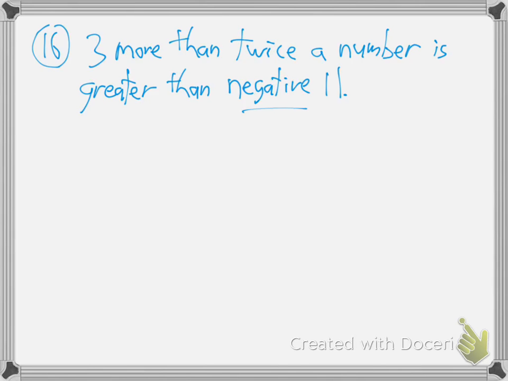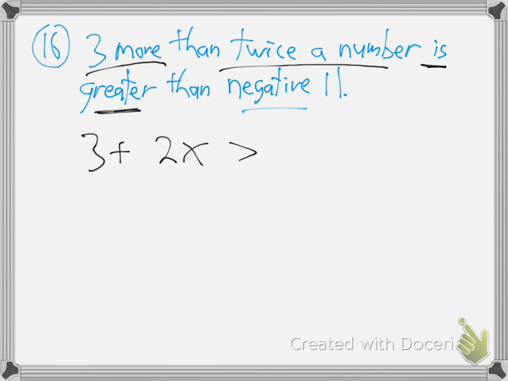It's greater. So 3 more. What do we always do with 3 more? 3 added. Twice a number. 2x is greater. Negative 11. Good to there? And then we just solve for x. This is an easy one after all that other stuff, huh?